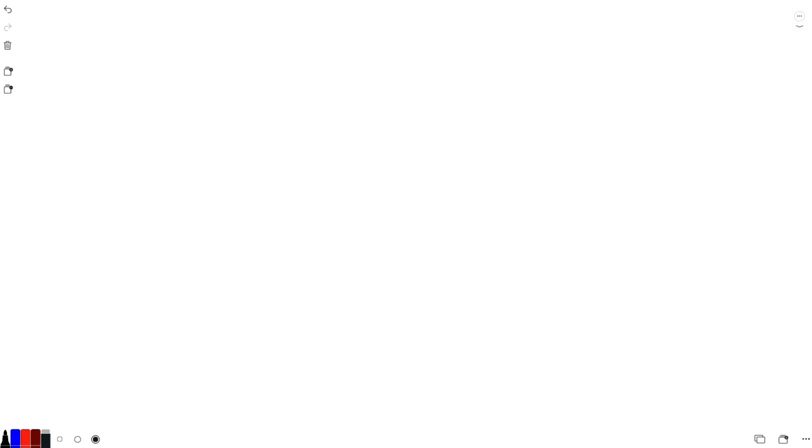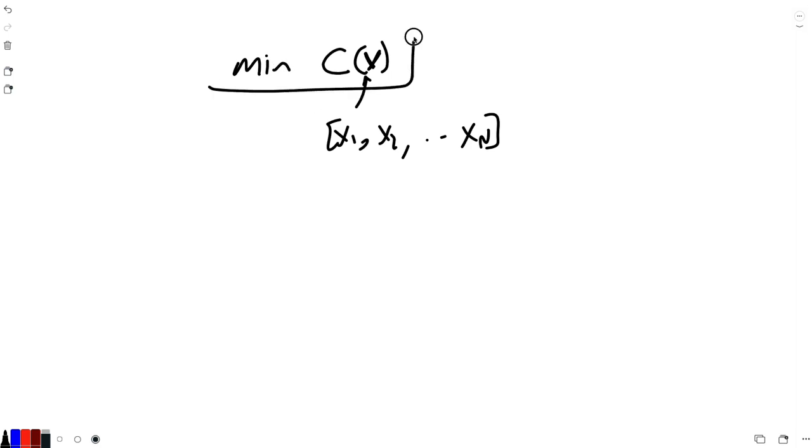For example, if we have a cost function that we would like to minimize, then we can represent this as, for example, c of x, and this x can be a vector, like x1 and x2 up to, for example, xn. Those are the parameters we are looking for, to allocate the optimum values for these parameters in order to minimize this cost function c of x, or risk function, for example.